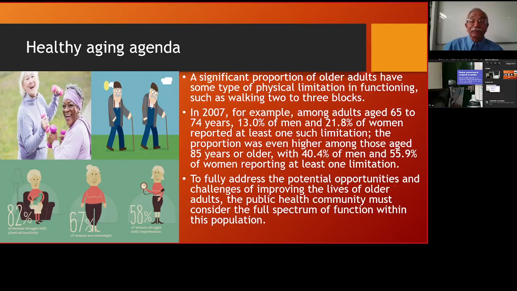So to fully address the potential opportunities and challenges in improving the lives of older adults, the public health community must consider the full spectrum and function of this population. So we have to come up with an understanding of what the challenges are when you are 65 years old, 70, 80, 85, 90, 95, and 100 years old. Because every 5 years, the challenges are different. It is not like when you are young, from 5 to 55, you don't worry about it. You can jump, you can climb, you can do everything. Run, bike, you have no problem.